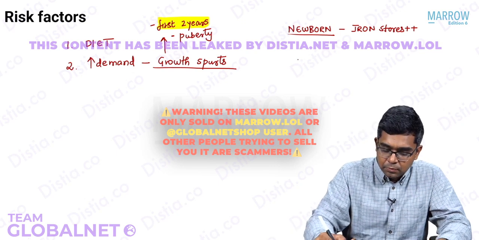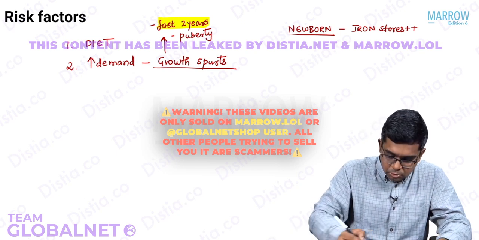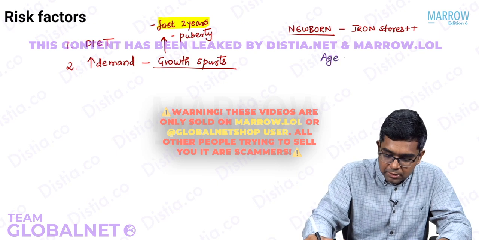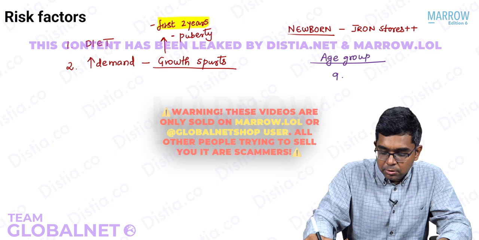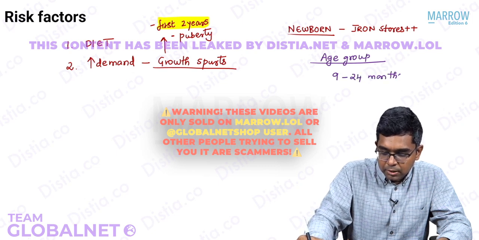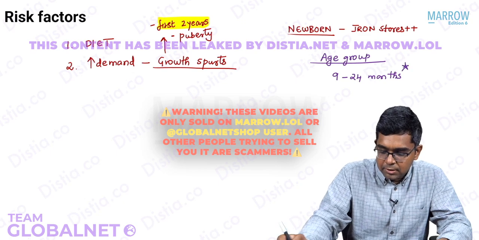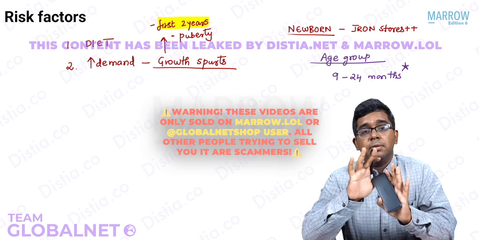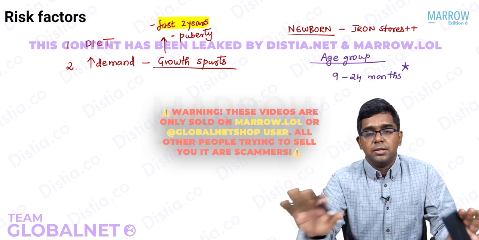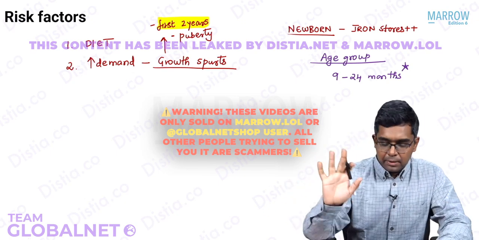That is why, if there is a question on the typical age group at which iron deficiency anemia is noted, please answer 9 to 24 months of age. This is very, very important for your exams. 9 to 24 months is the typical age group. Why not in the first few months? Because of the protection given by the iron stores. Straight and simple. Very important.